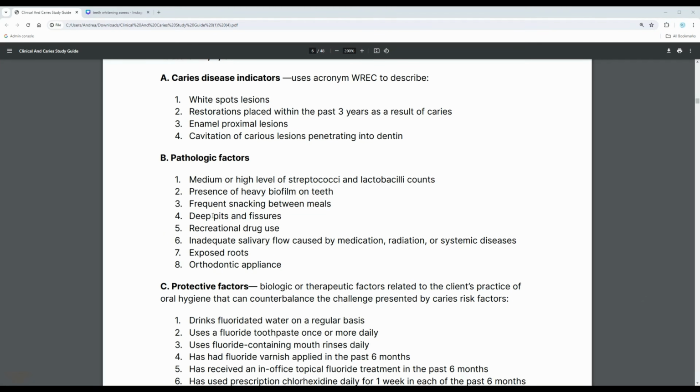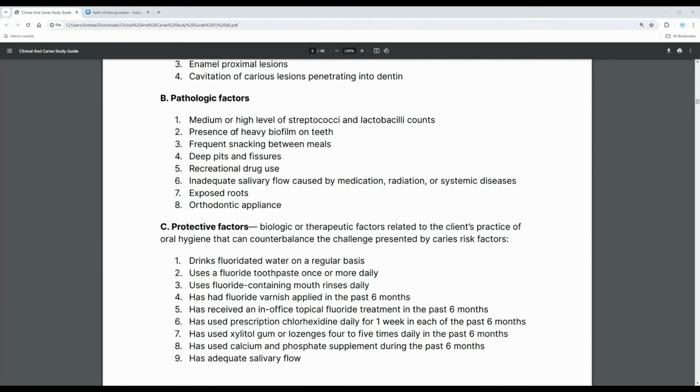But then we have to look at the pathologic factors. So do they have a very high bacteria count? Do they have a lot of plaque? Do they like to have snacks often? Okay. Do they not have enough saliva? If there's not enough saliva due to whatever reason, it can be much easier to get cavities.